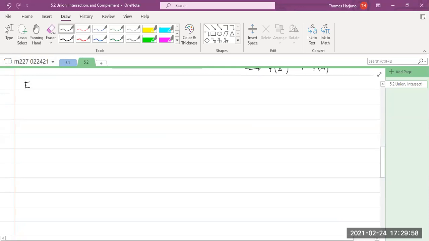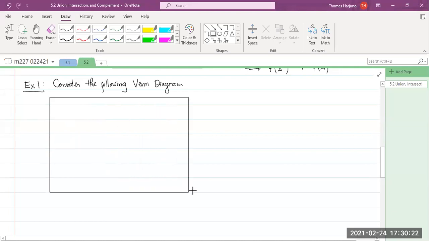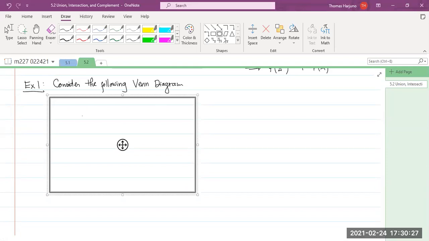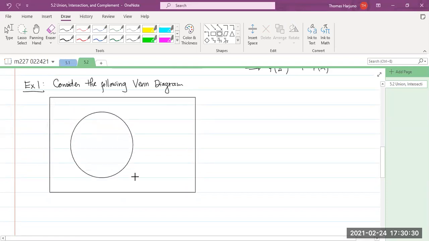Example 1. Consider the following Venn diagram. A Venn diagram is a rectangle that represents the universe, and in there you have sets. Let's say this is set A, and this is set B.